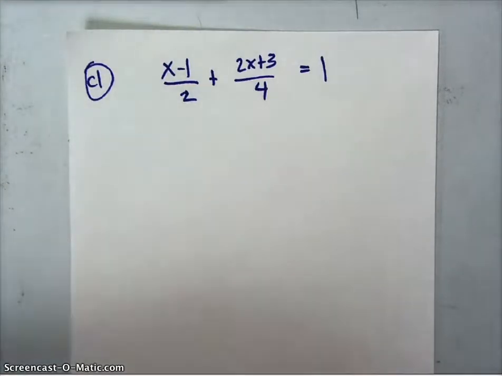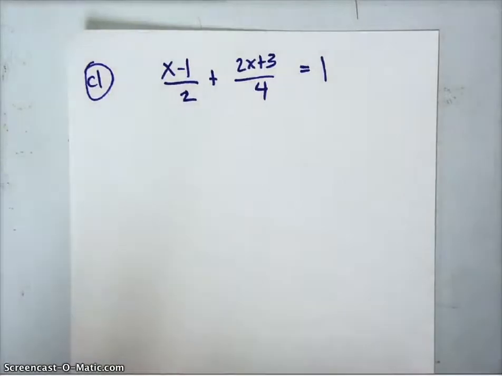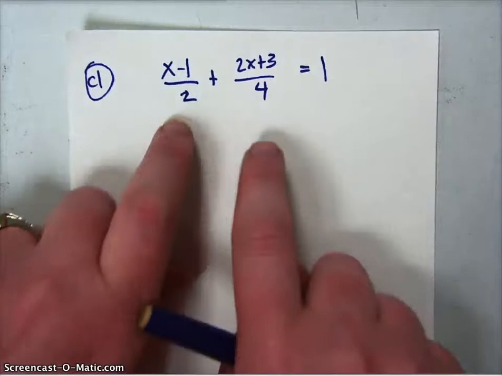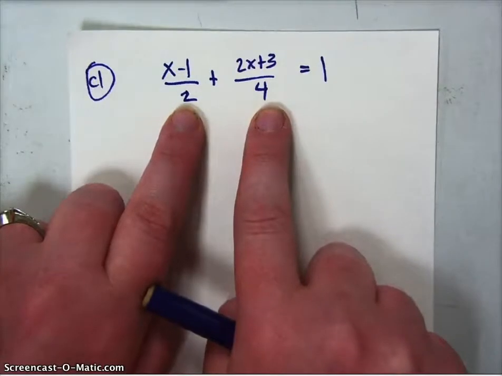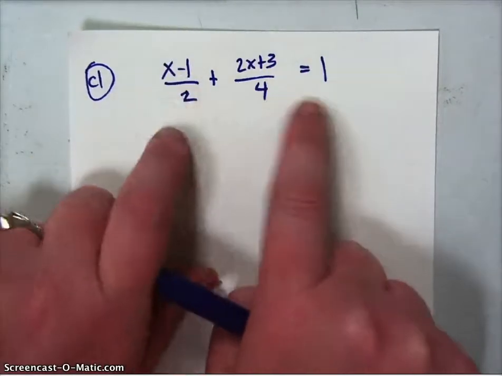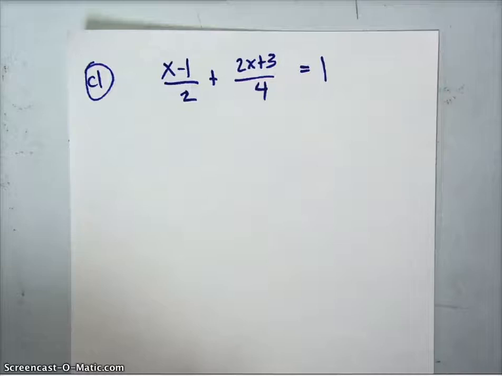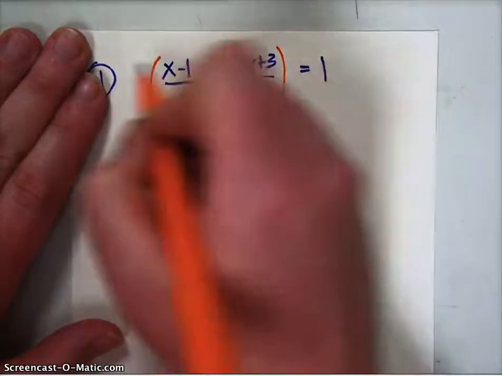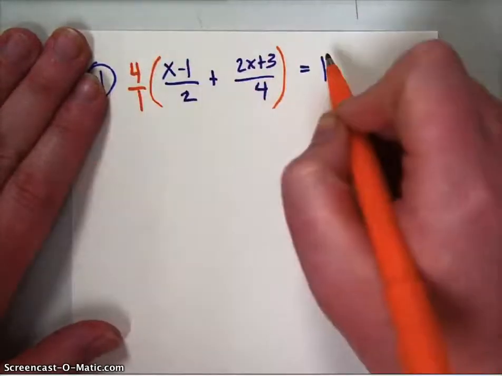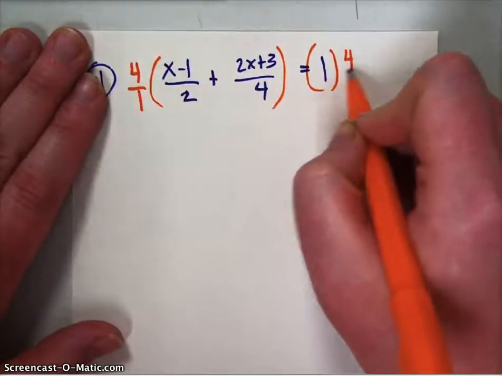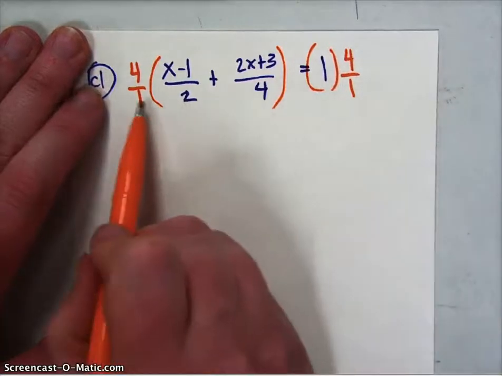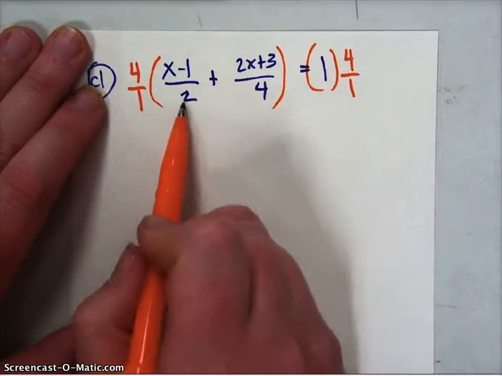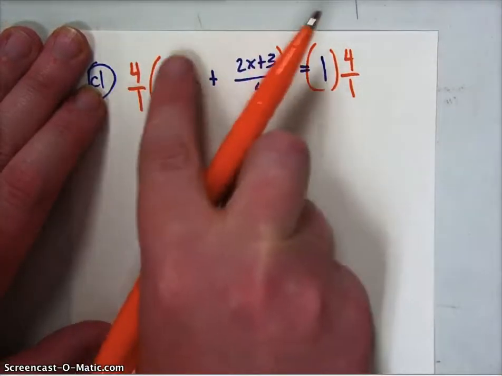So this is where you have to use the idea of clearing the fraction. If 2 and 4 are your denominators, we need to multiply both sides of the equation by a number that would clear the denominator. In this case, the number that both 2 and 4 go into is 4. So we're going to multiply the left-hand side by 4 and multiply the right-hand side by 4. I like to put over 1, that way it reminds me that it's really a fraction times a fraction.